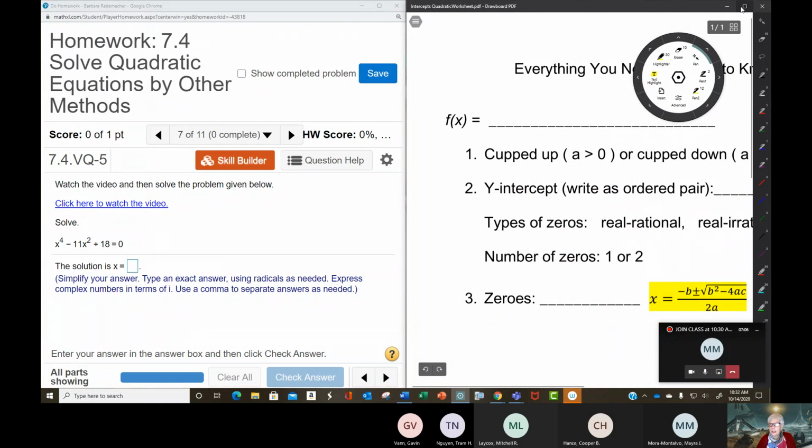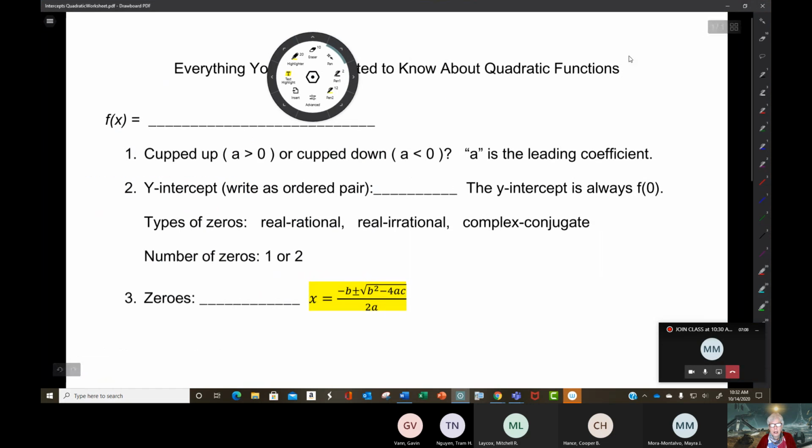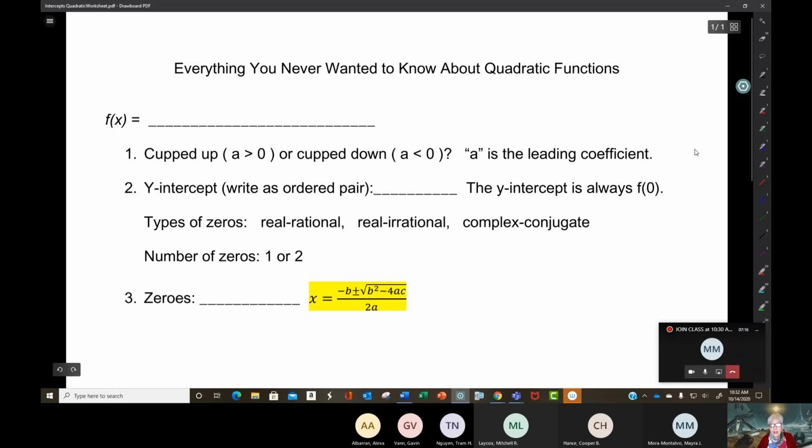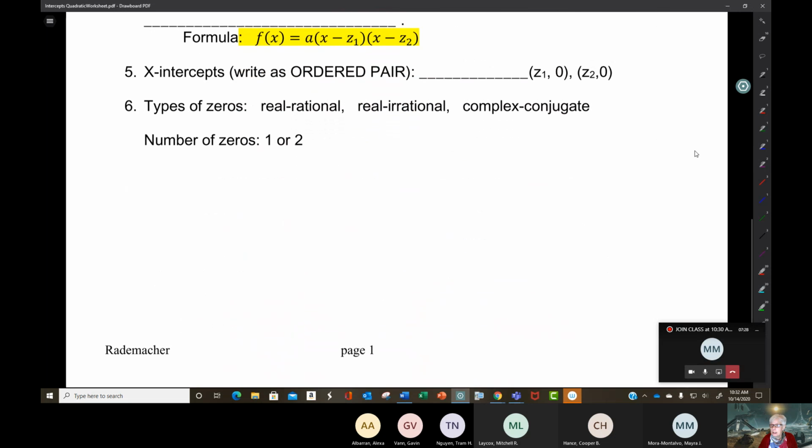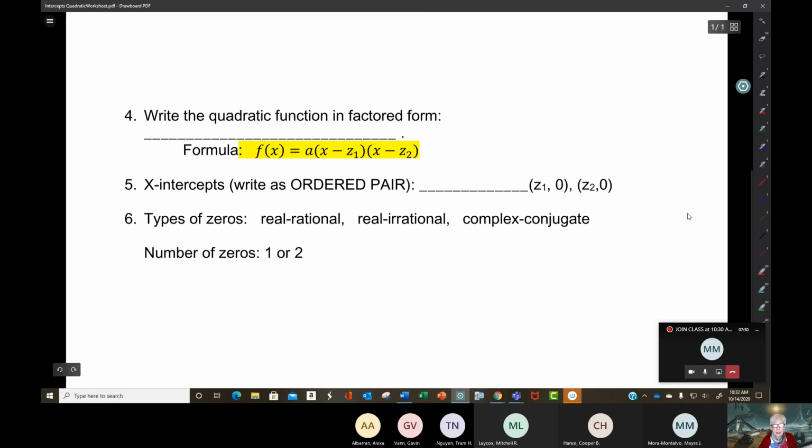I want you to look at this because this will tell you what we're doing today. I like the title: everything you never wanted to know about quadratic functions. Yes, it's a little bit sacrilegious for my field. This is in Module 8, where you can get to it.